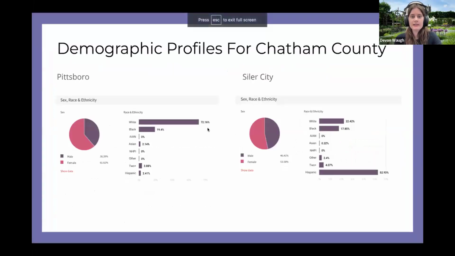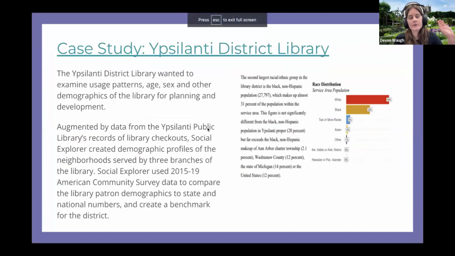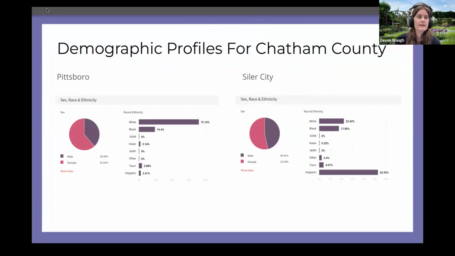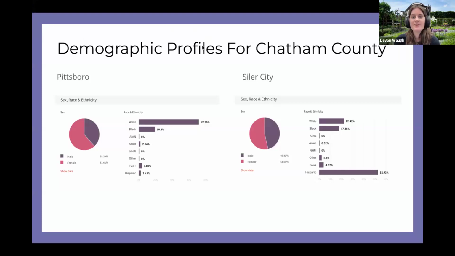And so the Ypsilanti District Library, Social Explorer worked with them directly. Another thing that you can do is use the demographic profiles for quick data. This is a feature that I'll show you how to access. I'm using Chatham County again as an example because it's a very fast-growing area of the Triangle region near Raleigh and Durham and Chapel Hill. So I pulled within Chatham County, Pittsboro, which is the county seat, and Siler City, which is a little bit more western part of the county, using the demographic profile search. And what I found was really interesting.